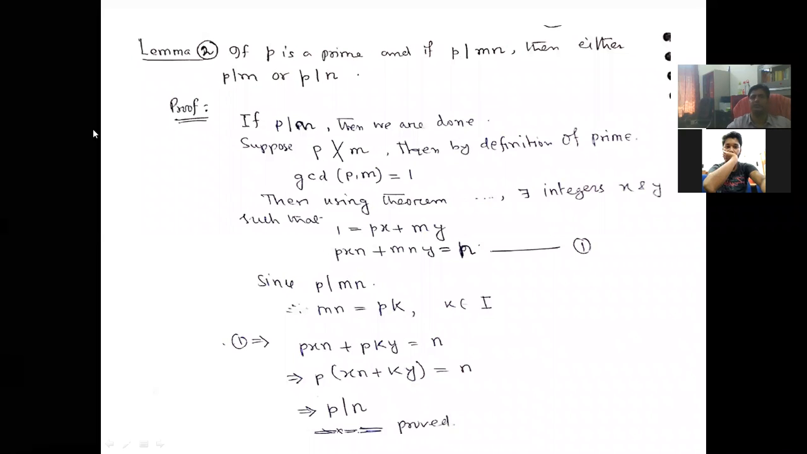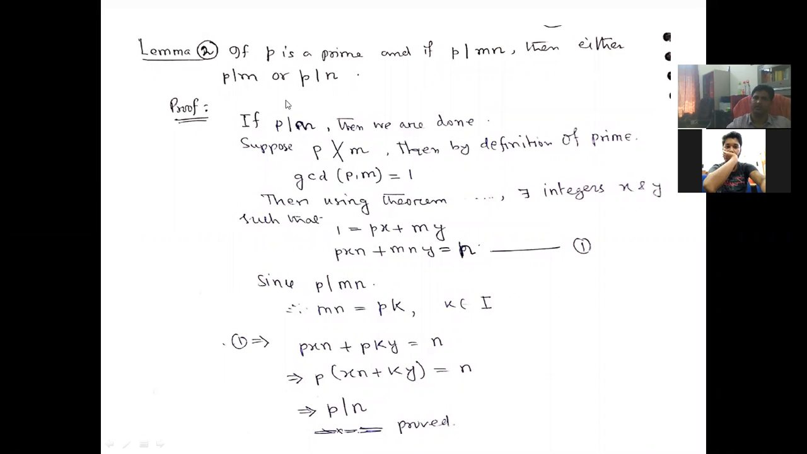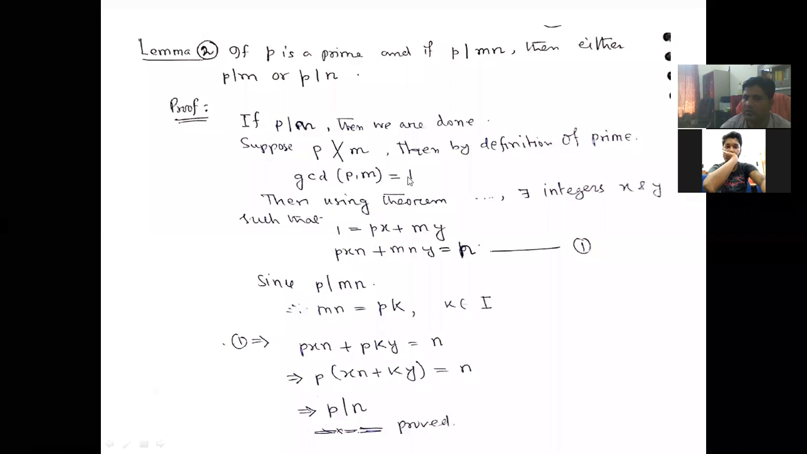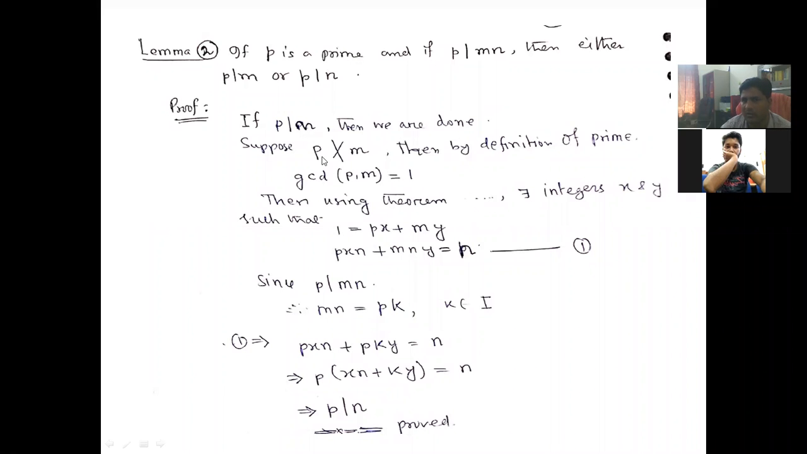Now lemma 2: if p is a prime number and if p divides mn, then either p divides m or p divides n. If p divides the product of two numbers, then either p divides m or p divides n. So if p divides m, then we are done. Suppose p does not divide m, then by definition of prime, GCD of p and m equal to 1.